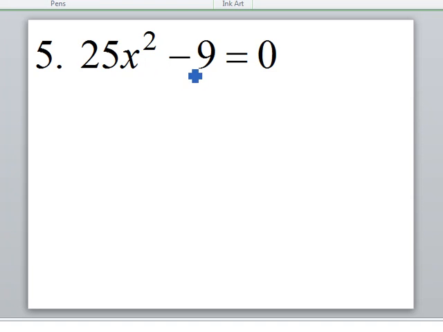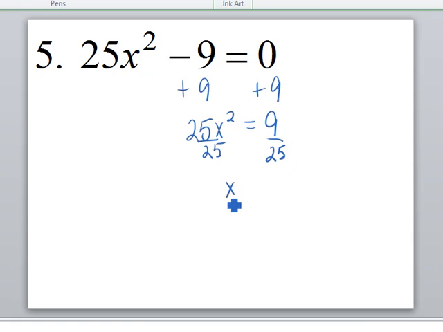In problem number 5, I will get the x squared by itself by first adding 9 to both sides. That gives me 25x squared equals 9. Then I would divide by 25 on both sides. X squared equals 9 over 25. Square root both sides, and I get the answer plus or minus 3 over 5. The square root of 9 is 3, and the square root of 25 is 5.